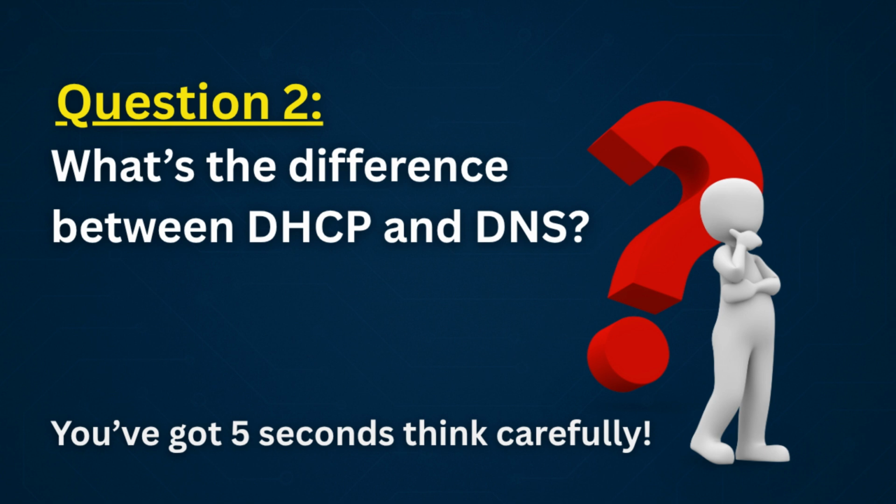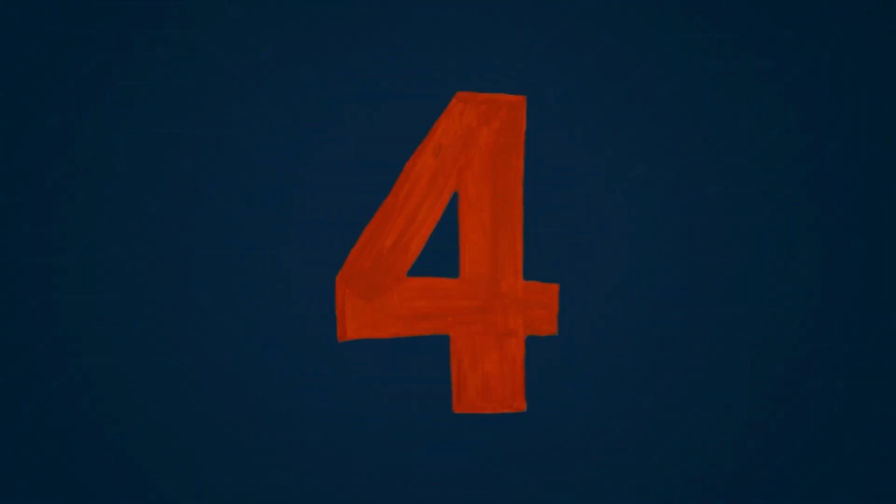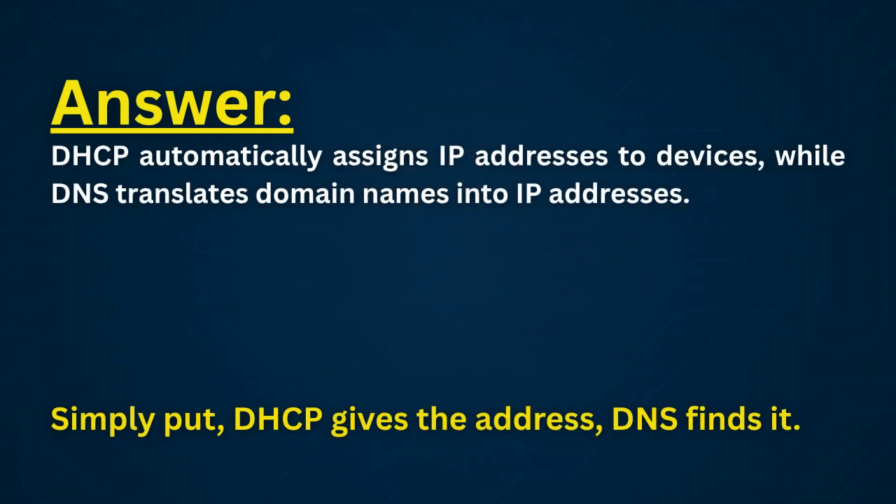Question 2. What's the difference between DHCP and DNS? You got 5 seconds. Think carefully. DHCP automatically assigns IP addresses to devices, while DNS translates domain names into IP addresses. Simply put, DHCP gives the address, DNS finds it.